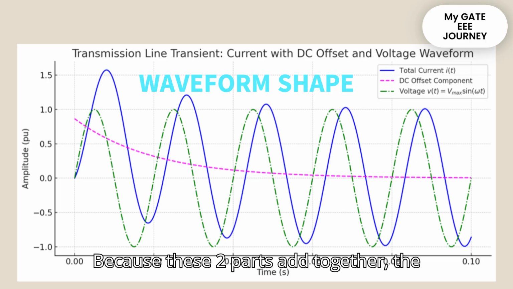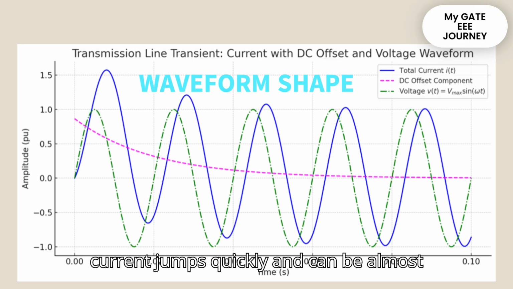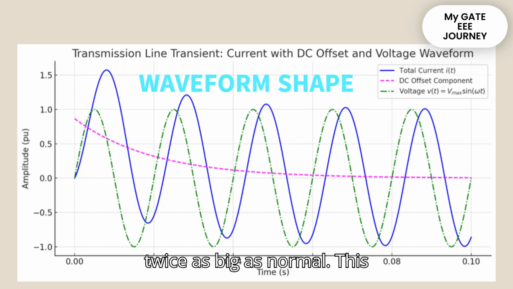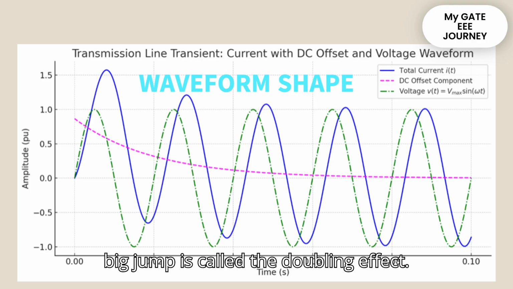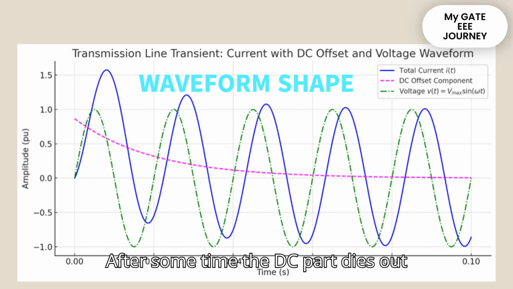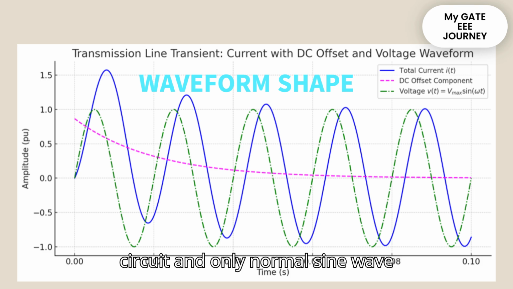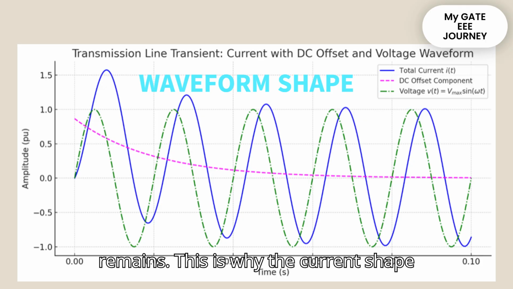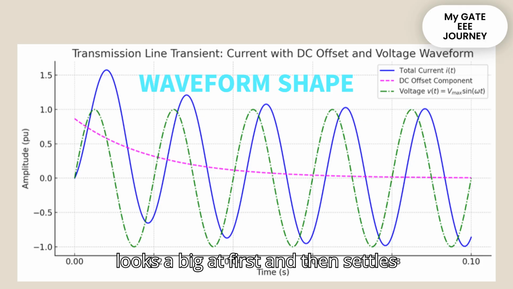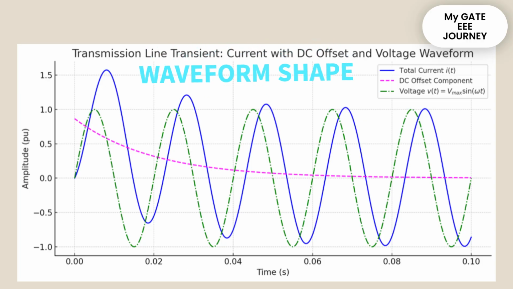Because these two parts add together, the current jumps quickly and can be almost twice as big as normal. This big jump is called the doubling effect. After some time, the DC part dies out due to the presence of resistance in the circuit and only the normal sine wave remains. This is why the current shape looks big at first and then settles into a regular wave.